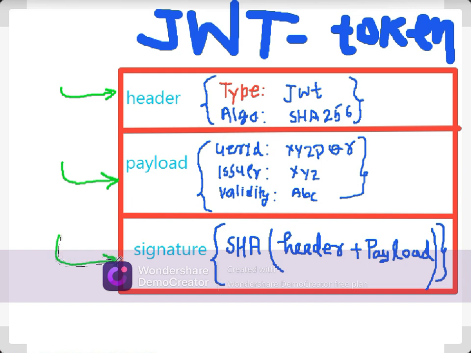Whatever type of algorithm for the encryption we are using is specified in the header. With this algorithm, SHA 256, we encrypt these two parts, the header and the payload. So we are encrypting the header plus payload together. Then this generates a value which is called the signature. Now, here is the importance of it.